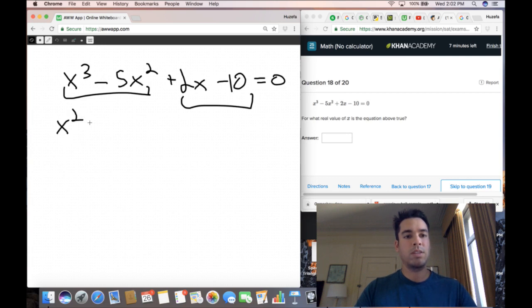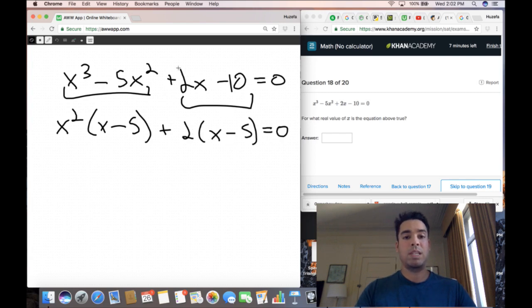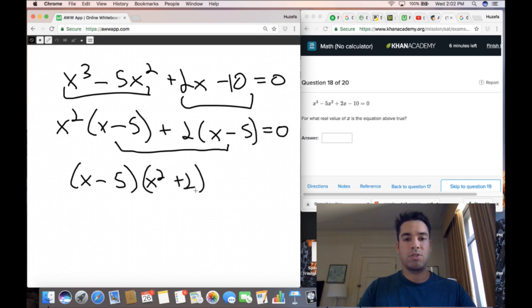So x squared comes out of this, and we have x minus 5 remaining. 2 comes out of this, and we have x minus 5 remaining. And we got lucky because we've got the same binomials in here. That means we can group. This is called factoring by grouping. Group this like this, and then we have those two added outside. X squared plus 2 equals 0.